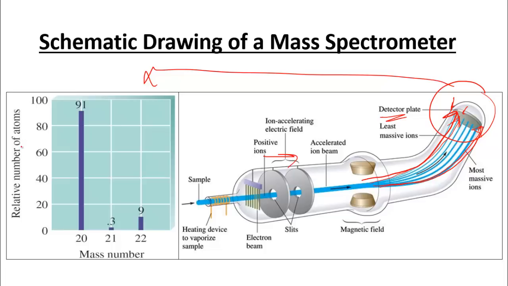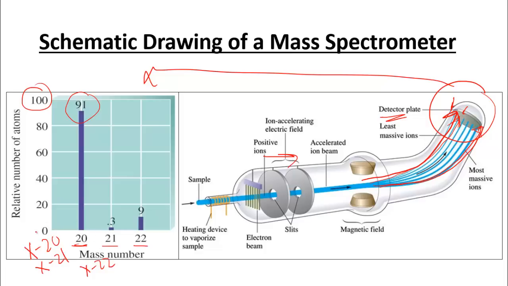So relative number of atoms, it's kind of like a percentage essentially. So relatively, out of 100 atoms, 91 of the atoms had a mass number of 20. About 0.3% of them had a mass number of 21. And about 9% of the atoms had a mass number of 22. So here we're talking about some element X that is the isotope of mass number 20, isotope with 21, and then an isotope with 22.